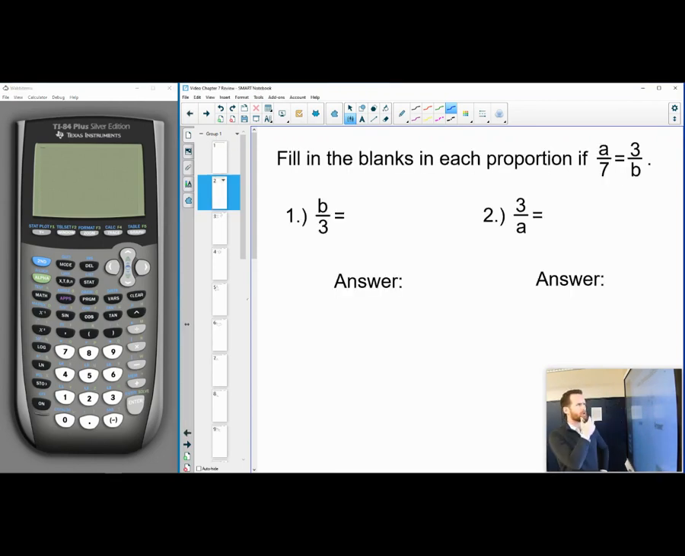Let's take a look at numbers 1 and 2. We have to fill in the blanks in each proportion. If a to 7 equals 3 to b, and number 1 says b to 3, so b over 3. Essentially they're asking us to rewrite this proportion.